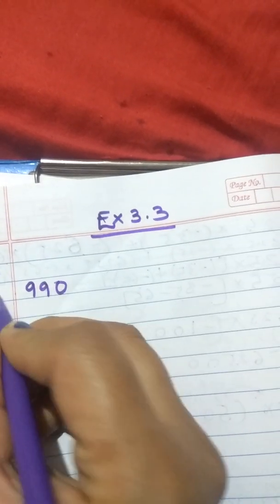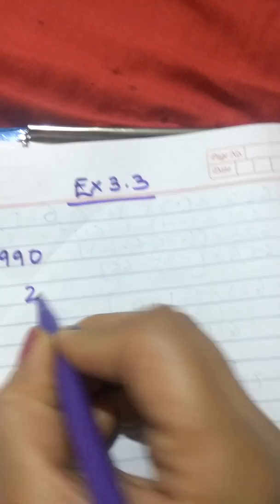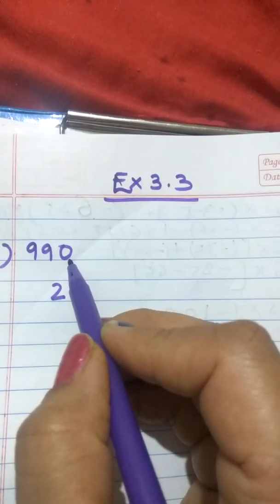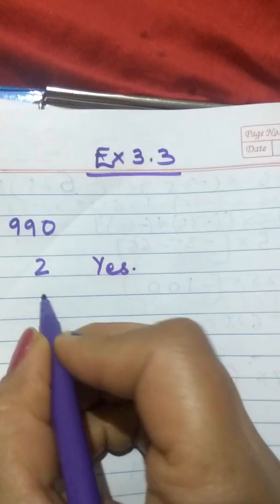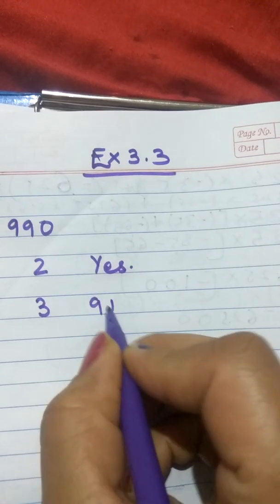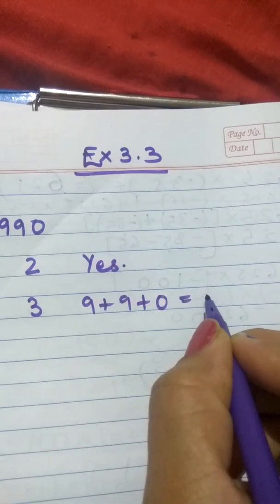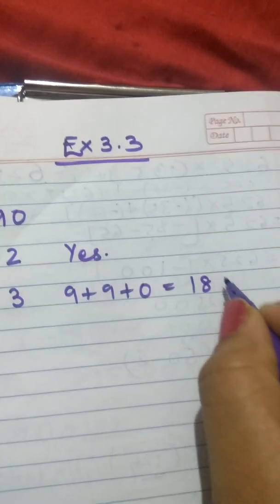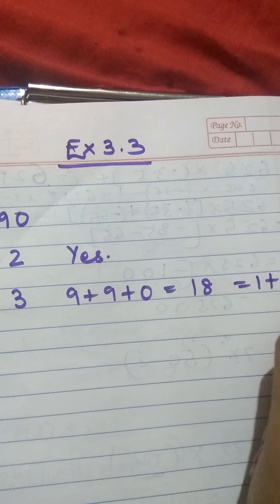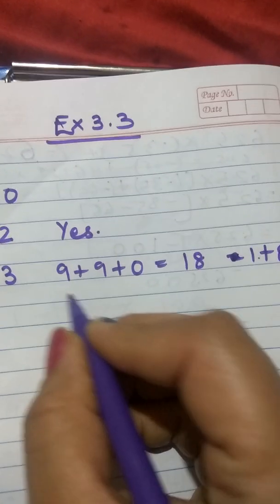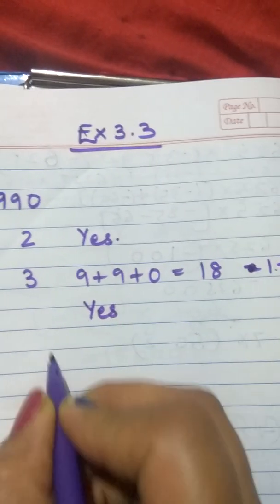So this is the question number 1. I will take the first number, that is 990. So this we have to check for 2. So this number ends with 0. So yes, it is divisible by 2. For 3 I have to add the digits. So that comes out to be 18. And again if I add, it will come out 1 plus 8, 9. So 9 is divisible by 3. So yes, it is divisible by 3.